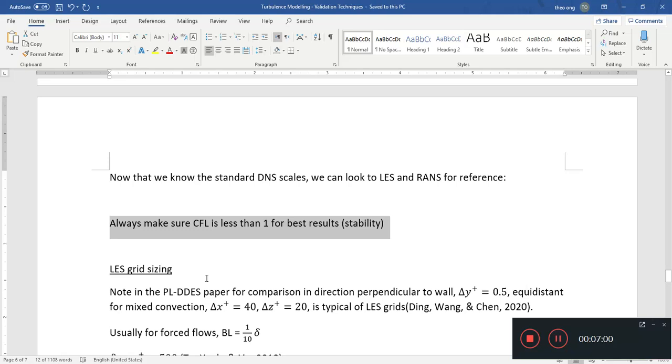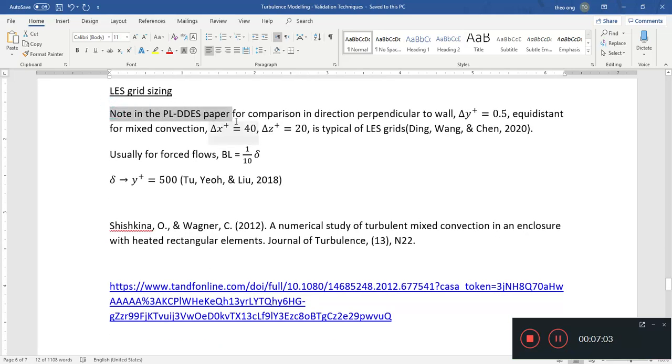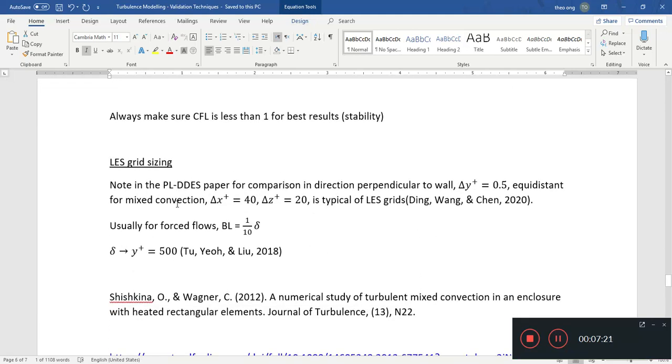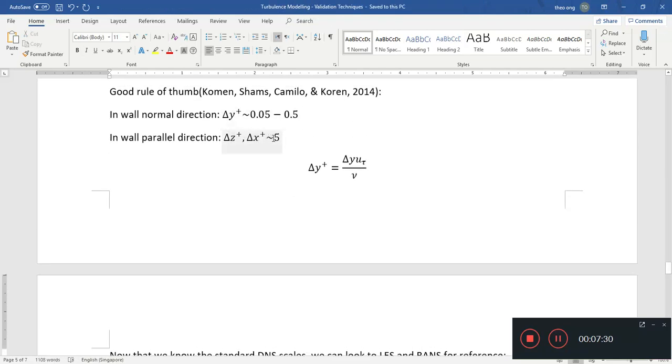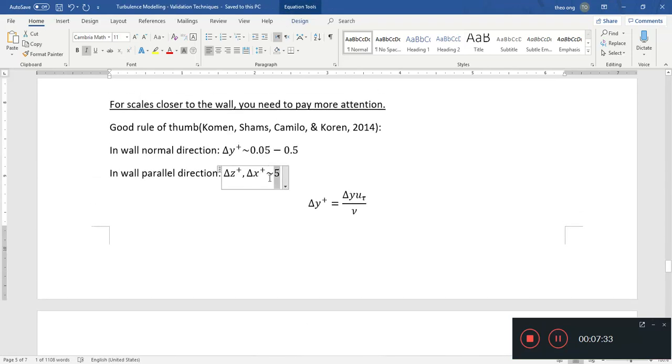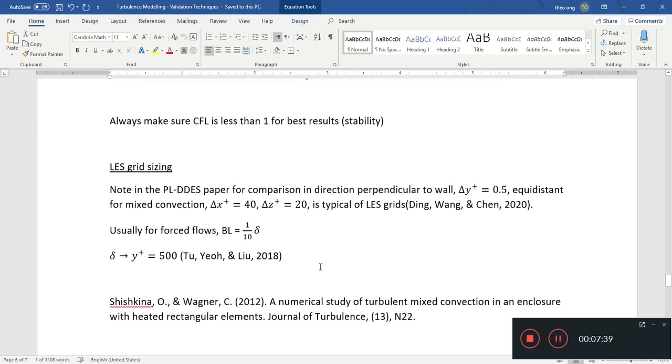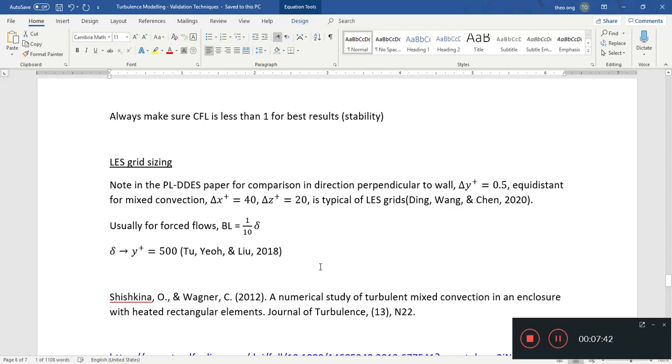So for LES sizing, in this PLDDS paper, one of the papers online from Wang and Chen, the delta y plus equals 0.5, whereas here you can see that it's about 10 times smaller. The smallest cell is about 10 times smaller, and for mixed convection, a typical LES grid has delta x plus equals 40, delta z plus equals 20. This is about 5 to 10 times this length. So you can see that the LES grid is about 10 times bigger by length.